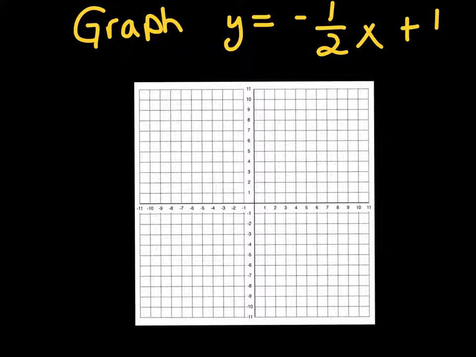Alright, so the first thing you should do is find the y-intercept, and the y-intercept is 1. So what we need to do is plot a point at 1 on our y-axis, and our slope is -1 over 2, or down 1 over 2. So down 1 over 2. We could continue that. Down 1 over 2.